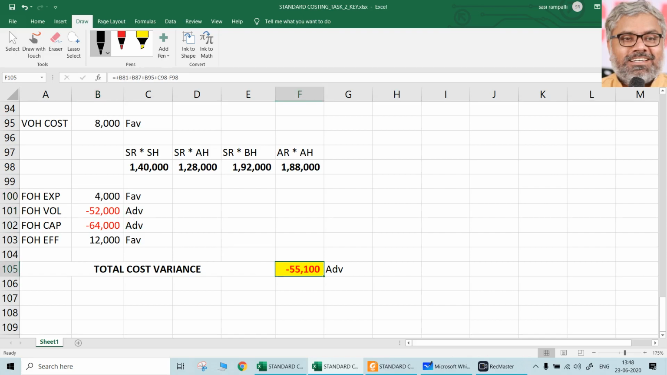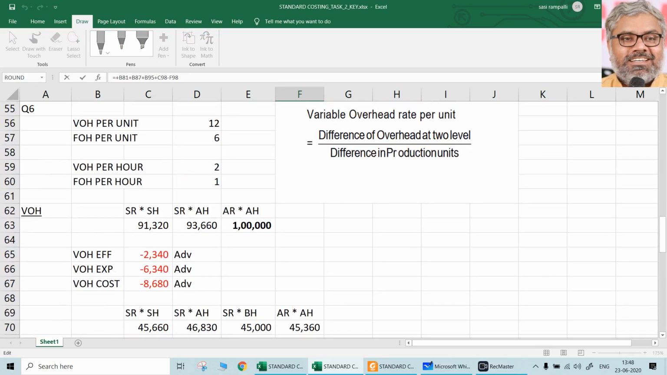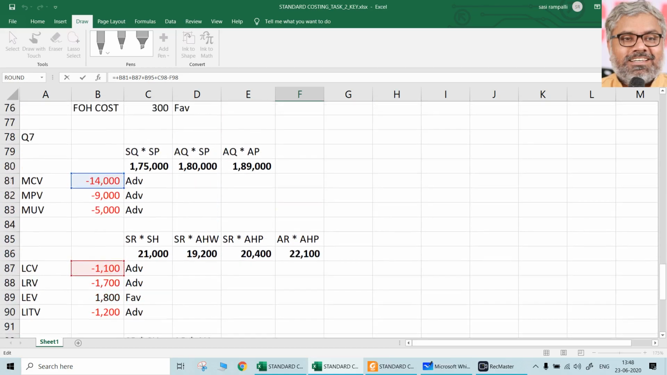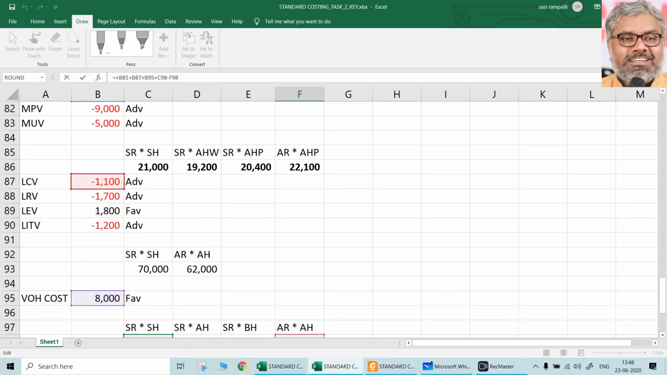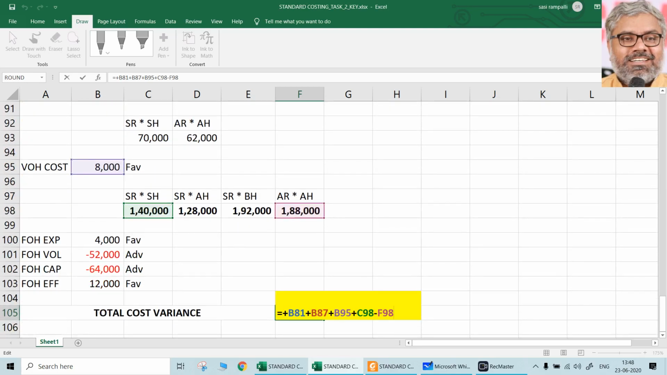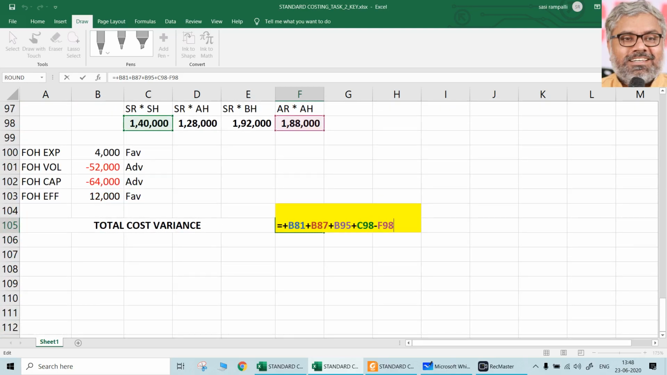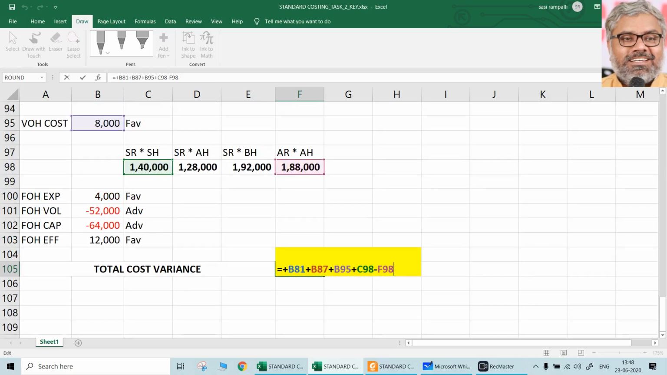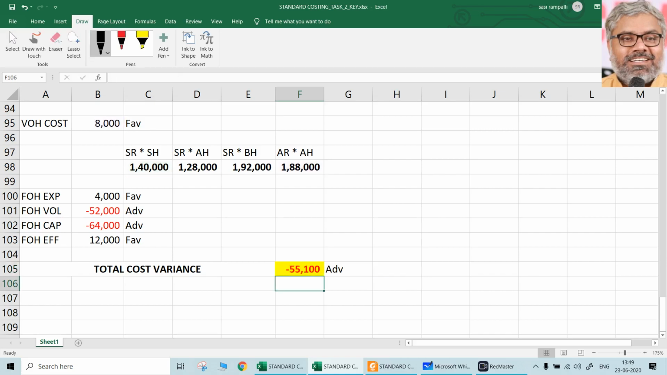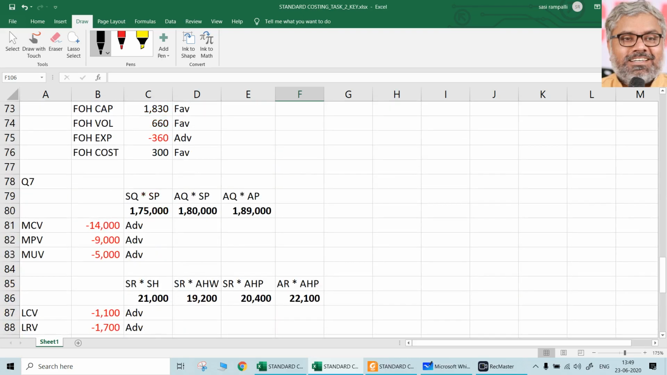Then total cost variance, how to get it? You have to add all of them. Like, what was the original? Material cost variance 14,000 adverse, labor cost variance 1,100 adverse, variable overhead cost variance 8,000 favorable, and then fixed overheads total cost variance 48,000 adverse. Then total cost variance is 55,100 rupees adverse. That's it. This is how the problems have to be solved.